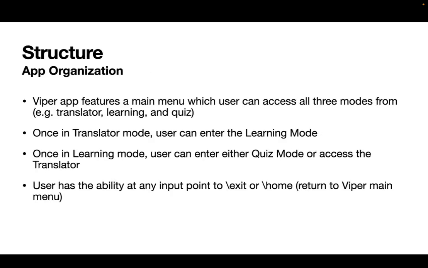The structure of the app. So the Viper app features a main menu, which users can access from all three modes. When I say modes, there's a translator mode, a learning mode, and a quiz mode. So learning mode populates from the user's CSV files, and then the quiz mode also populates from the CSV files, but there is a time component included in that one. In the quiz mode, there's also an output of a text file that shows quiz metrics. And then lastly, the user also has the ability at any point to exit or return home throughout any input point throughout the application.